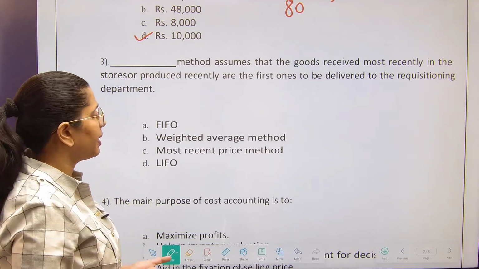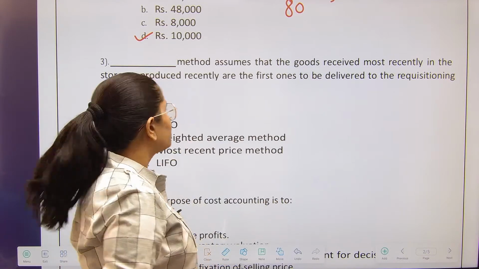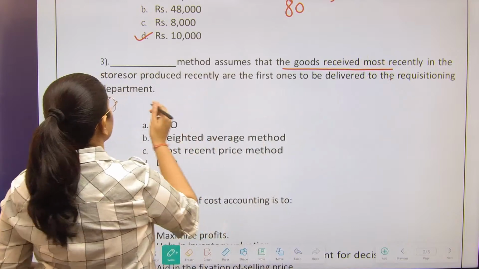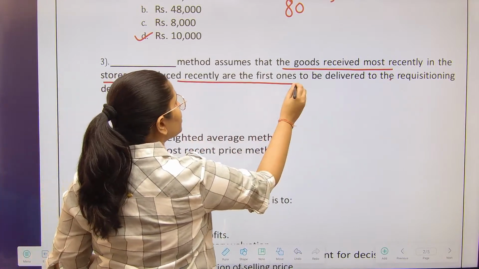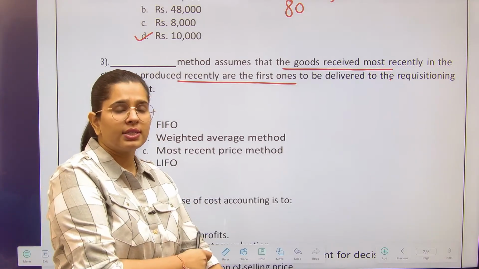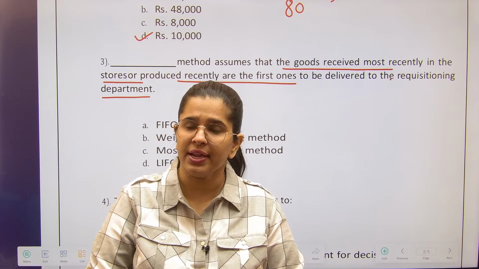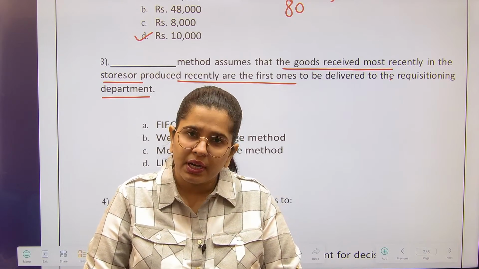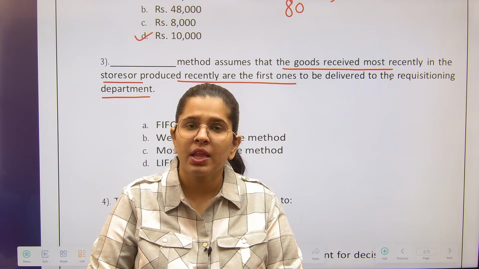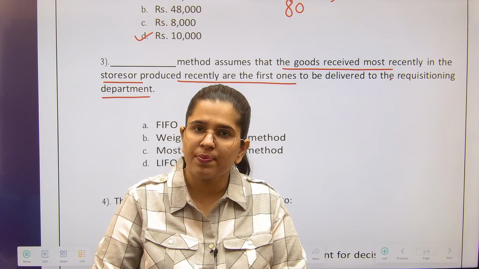now they are defining a method and it is being asked which one of the following is correct as per you. So the method assumes that goods received most recently in the stores are the first ones to be delivered to the requisitioning department. Correct? So see, if you have seen Accounting Standard 2, which we have studied on inventory, you must be aware that as per ICAI, there are just two methods currently in use in India. One is your FIFO method and the other one is the average method, where you do the average of prices.